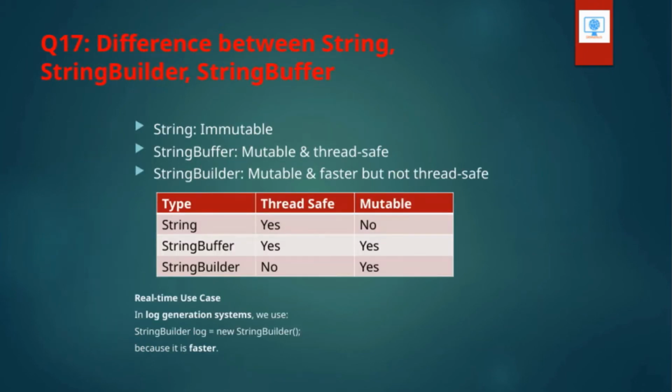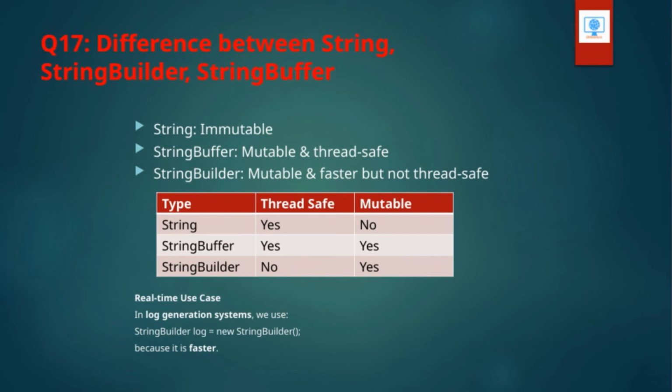Let's take a closer look at the table. It compares 3 types of string classes: String, StringBuffer, and StringBuilder, focusing on whether they are thread-safe and mutable. Starting with String, it is immutable, meaning once you create a string object, its value cannot be changed.